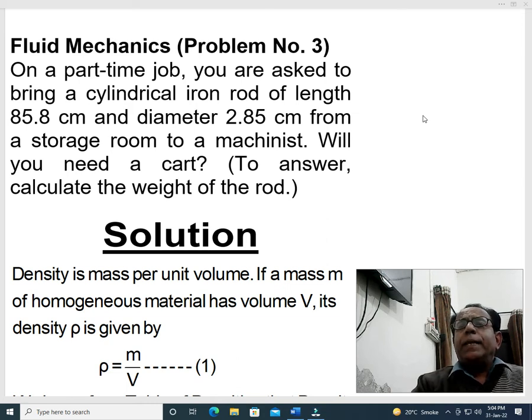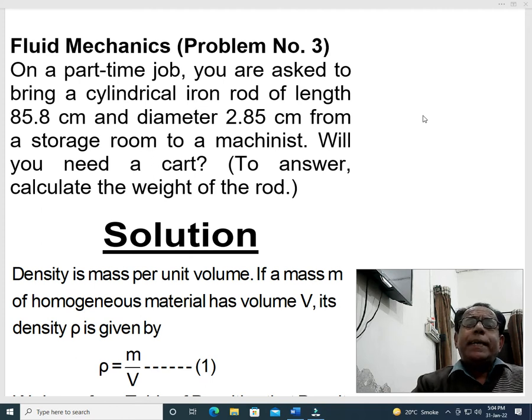Okay, a hint is given that we have to find out the weight of the rod, and if the weight is less, then no need for a cart, and if the weight becomes very large, then definitely we will need a cart. Okay.